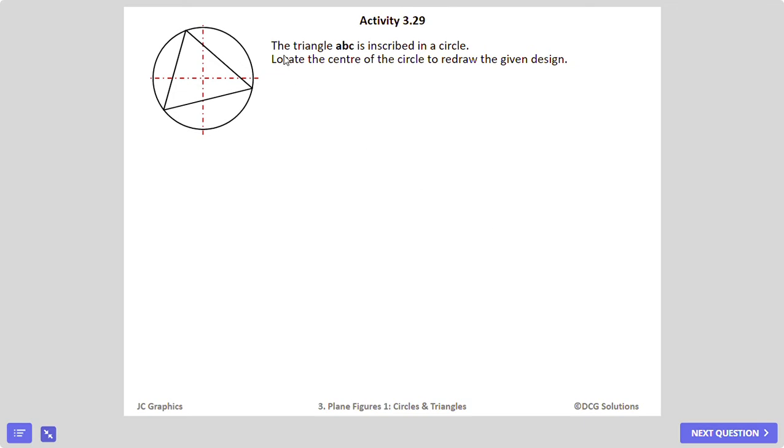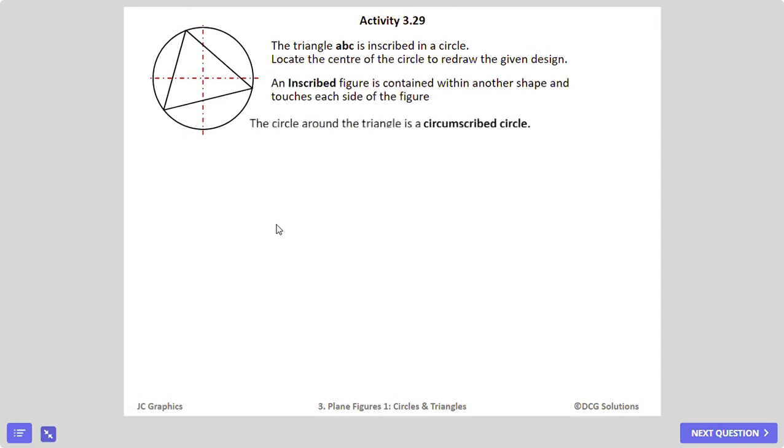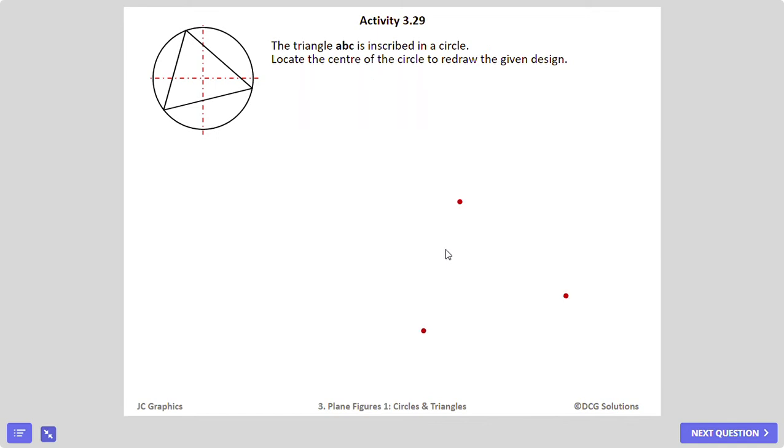So we're told the triangle ABC is inscribed in a circle, so basically it's fitted inside that circle there. And they want us to locate the centre of the circle to redraw the given design. We're told an inscribed figure is contained in another shape and touches each side of the figure. So basically what inscribed means is something that fits inside another object. So for example, this triangle here fitting inside that circle. So our 3 points here are basically our 3 points on our triangle. So the first thing we're going to do is join them together.